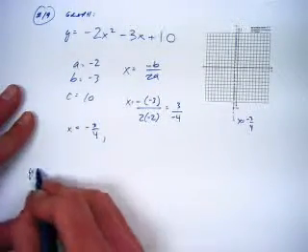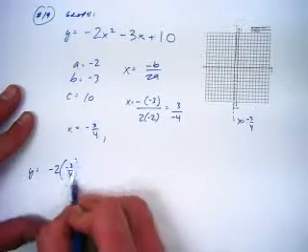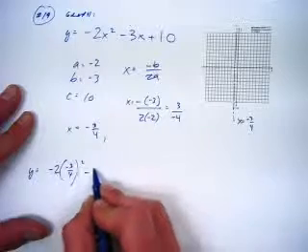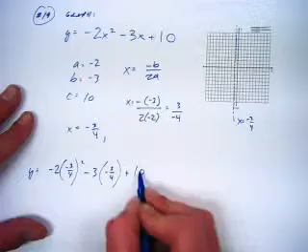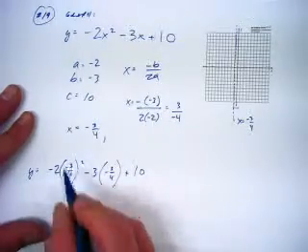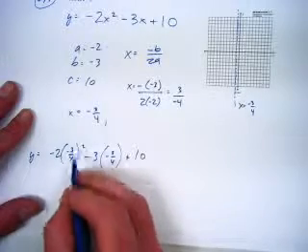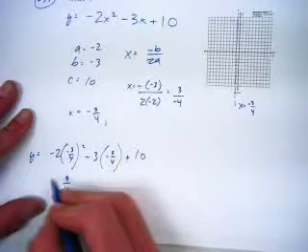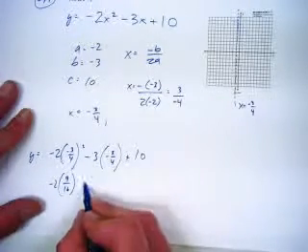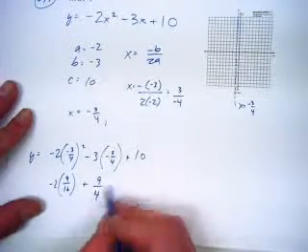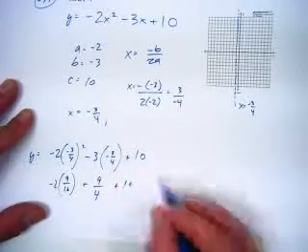So y is going to equal negative 2, and then I plug in negative 3/4, square it, minus 3, and then I plug in negative 3/4 for that second x there, plus 10. Again, we have to do the exponents before we multiply by negative 2. So negative 3/4 squared is 9 over 16. I have negative 2 there. Negative 3 times negative 3/4 is positive 9/4. You can think of this negative and this negative as canceling out and making it positive, plus 10.